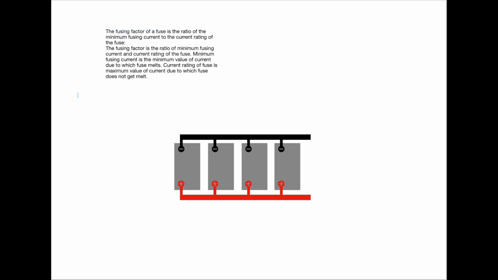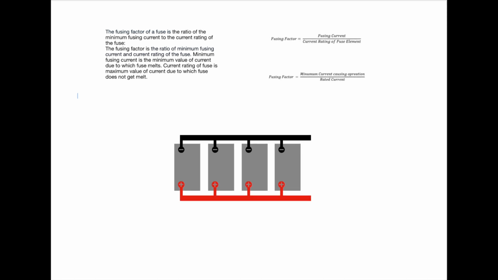The fusing factor of a fuse is the ratio of the minimum fusing current to the current rating of the fuse. Let's put that another way. The fusing factor is the fusing current over the current rating of the fuse element, or minimum current causing operation over the rated current. Or in other words, you simply times the current rating of the fuse by its fusing factor to give you the actual current at which it will blow. That makes more sense, doesn't it?